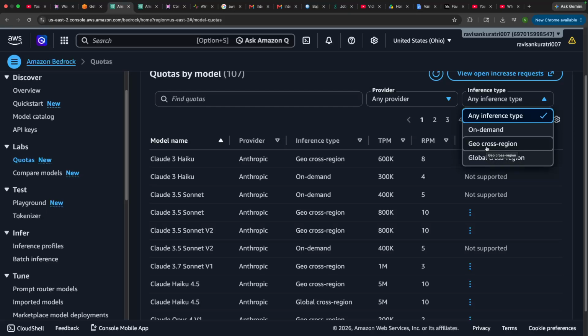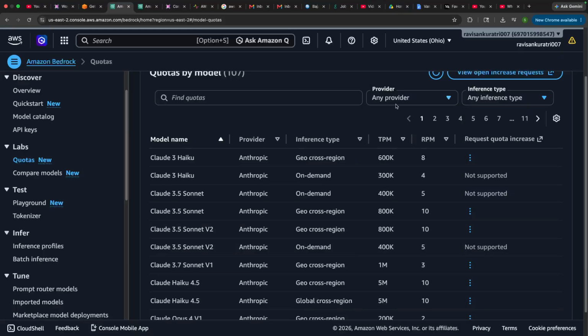When it comes to geo cross region, let's say there is an application related to a local government, and the business rules don't want the data to move out of the geolocation. So all the data related to that application and the actual inference requests are resolved only within that geographical location, which is only data centers in the United States. And the third one is on demand, like any other on demand. It can be anything, so it is more costly.